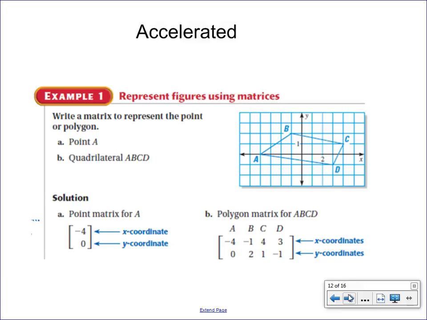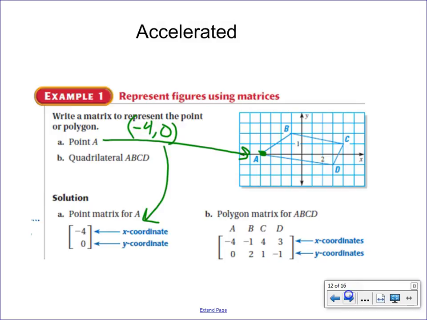First of all, we need to know what a matrix is and how it works. So we can use a matrix. Basically, it's just a set of all the x and y coordinates of all the points that we're looking at in one spot. So if we want to represent a point A, in coordinates, it would be (-4, 0). So we write that as the matrix as listed down here. We put the x-coordinate on top, the y-coordinate below.